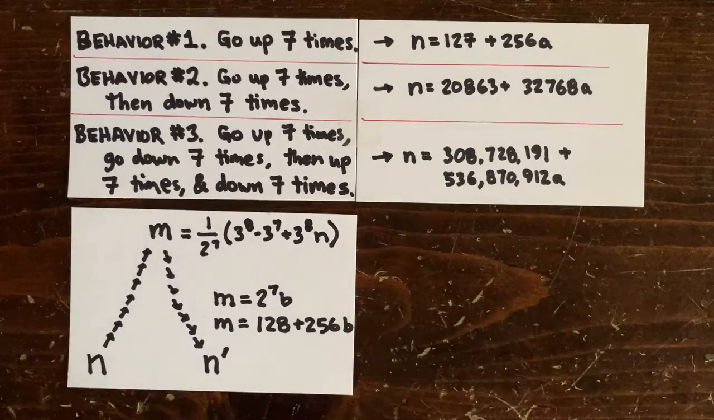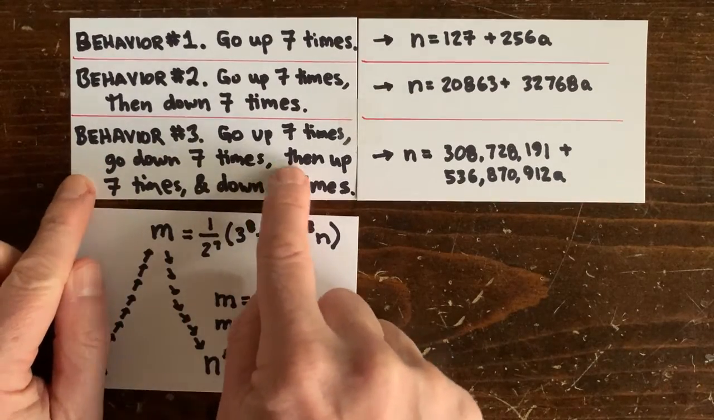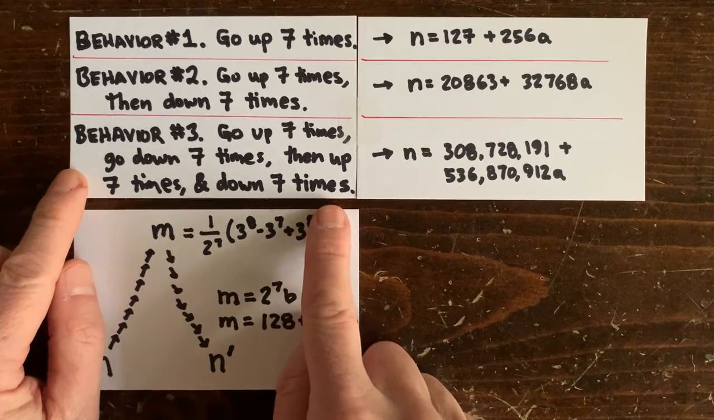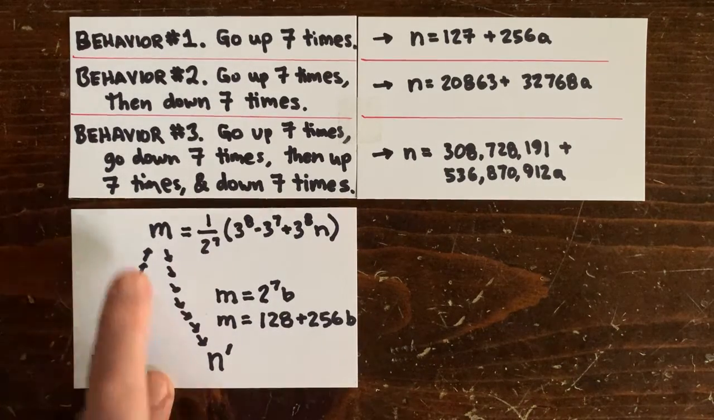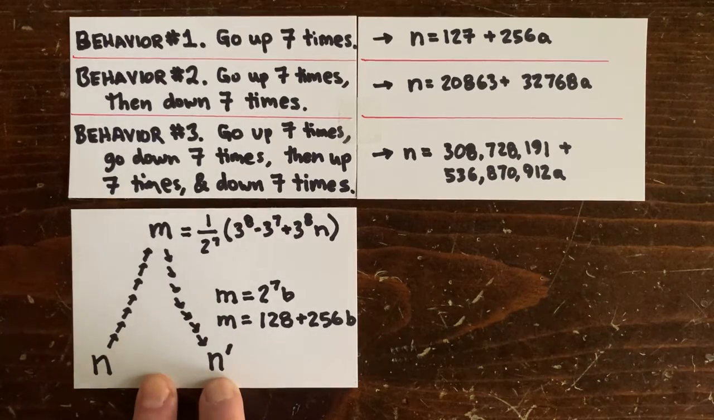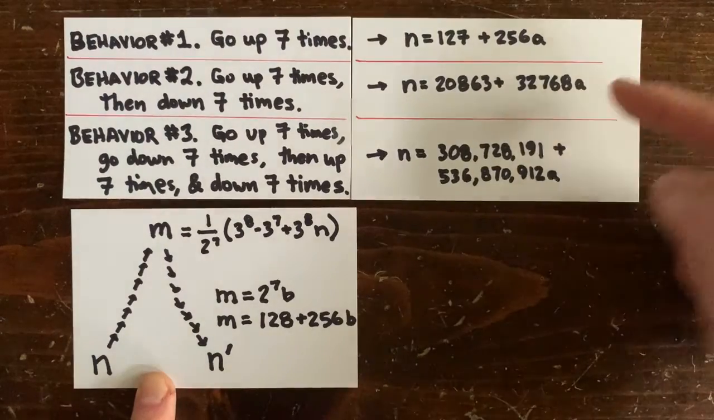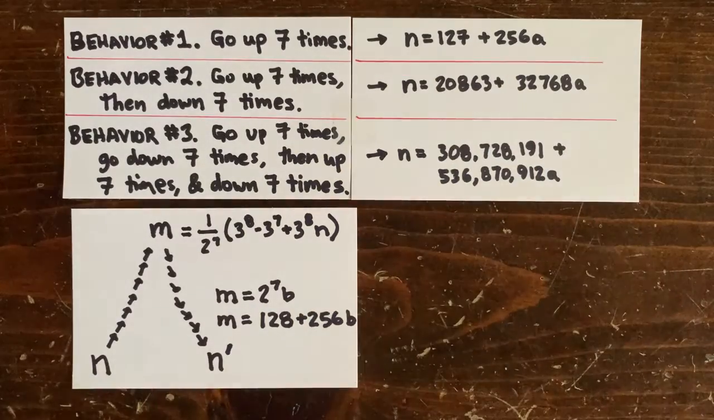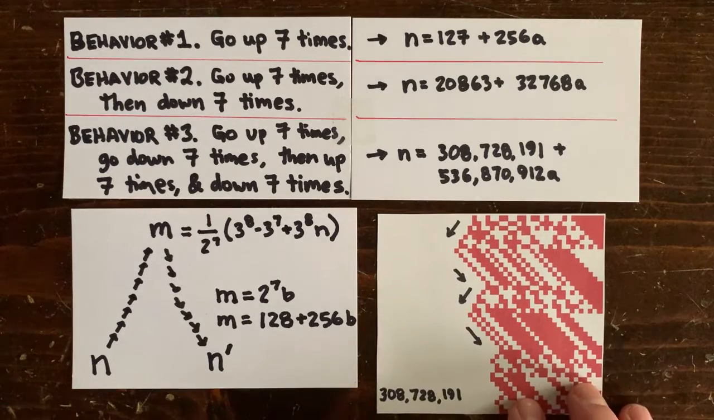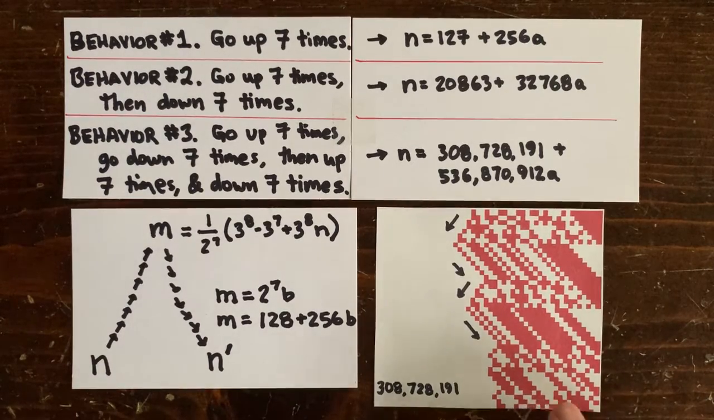Okay, how about engineering a number that repeats that whole thing twice? So it goes up 7 times, down 7 times, up 7 times, then down 7 times. We can do that. After m goes down, it winds up here at n prime. And now we want n prime to also be of the same form that we had before, then it too will go way up and then way down. So I'll skip the details, but the result is that our starting n should now be of the form 308,728,191 plus this number times c. So the smallest number with the behavior that we want is a little bit over 300 million. And here's a picture of its 3n+1 sequence. It goes up, then down, then up, then down.